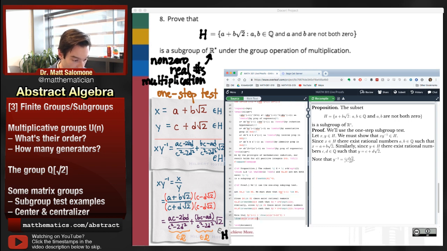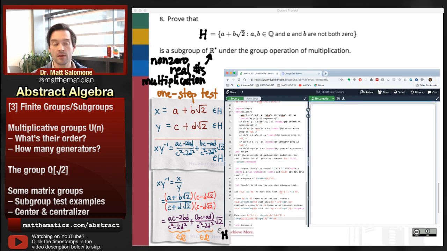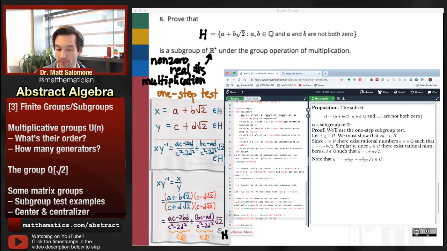D over c squared minus 2d squared radical 2. And that's an element of H. So here we're kind of telling the reader, we're giving away a little bit of surprise, right? That in fact the inverse property holds for H, because we can show that the inverse of y actually has the form rational number plus a rational multiple of the square root of 2.